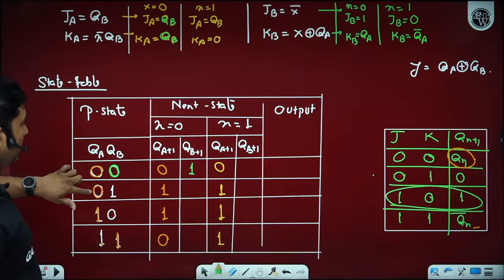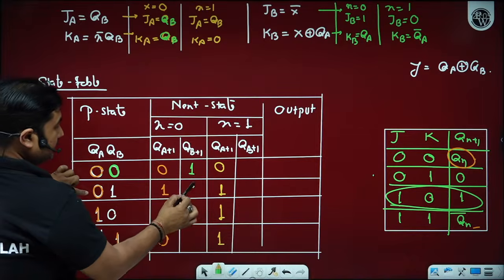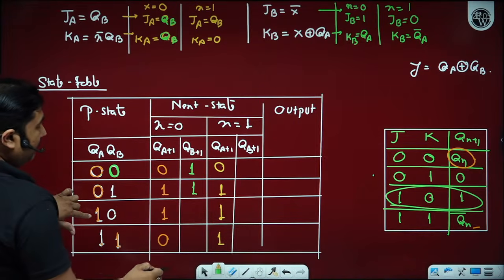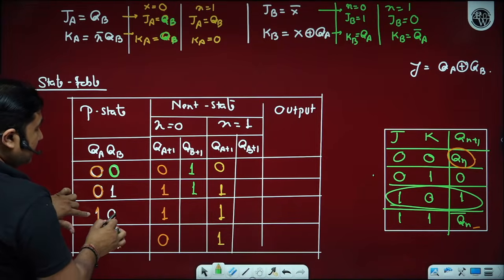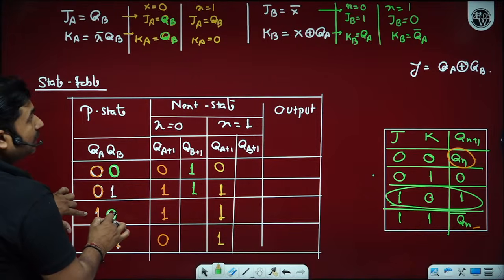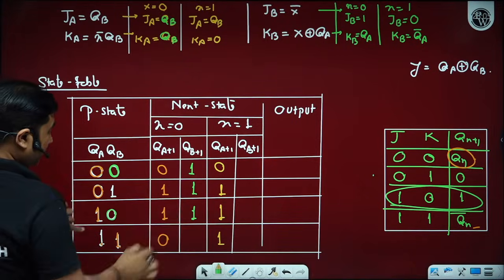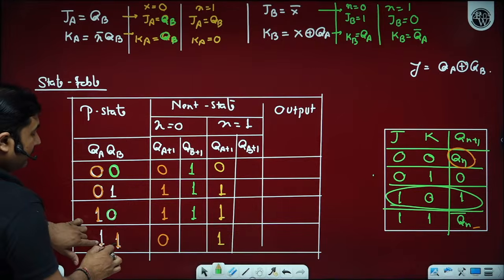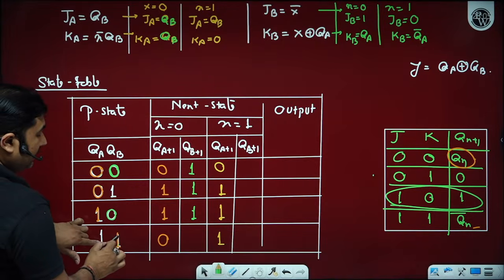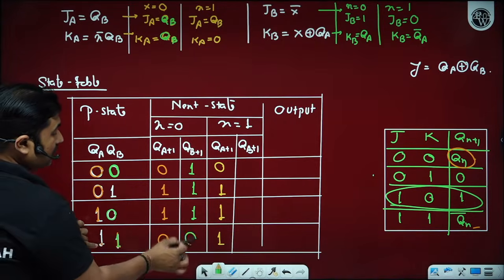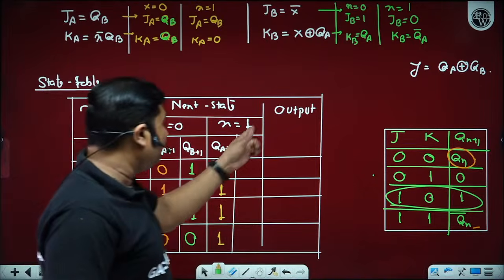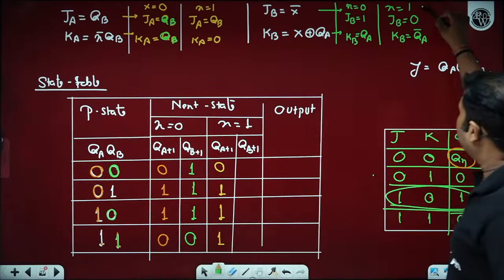Now with QA 0, 1, 0 is a set. With QA 1, 1, 1 is a toggle state. Toggle state means if previously 0, it toggles to logic level 1. In case of 1, 1, 1 is a toggle state. If previously 1, then QB toggles to 0. In the same way, we can fill for QB plus 1 with x is equals to 1.